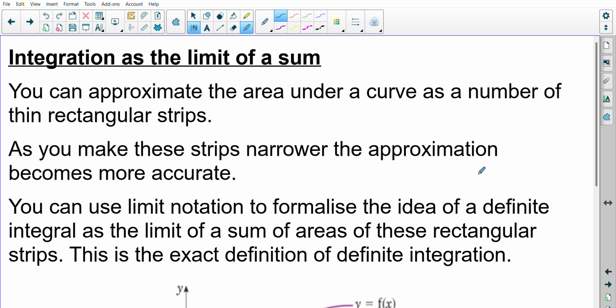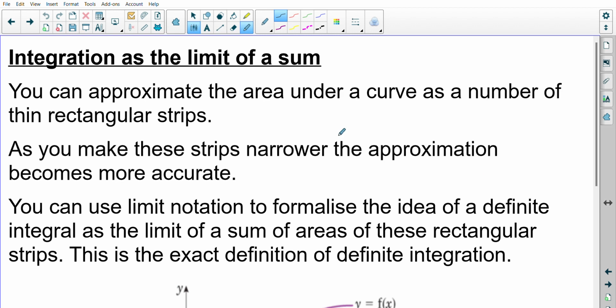As you make these strips narrower and narrower, the approximation becomes more accurate. You can use limit notation to formalise the idea of a definite integral as the limit of a sum of areas of these rectangular strips. This essentially is the exact definition of definite integration.